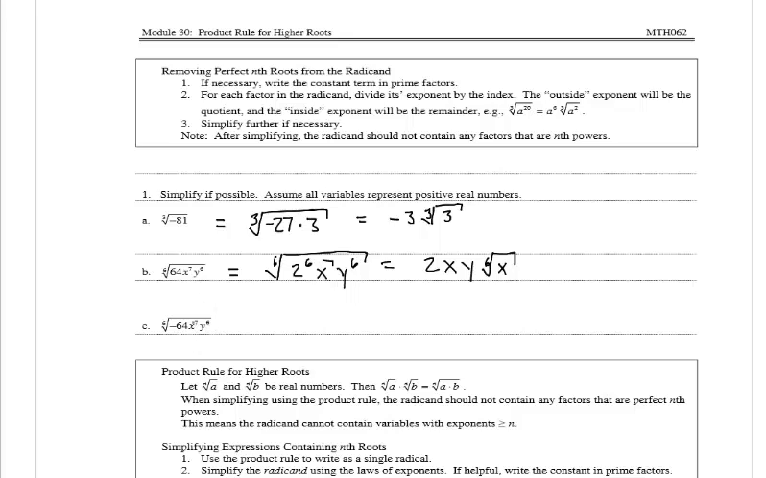In C, we have the sixth root of negative 64. And because we cannot take an even root of a negative number, this one is not possible.